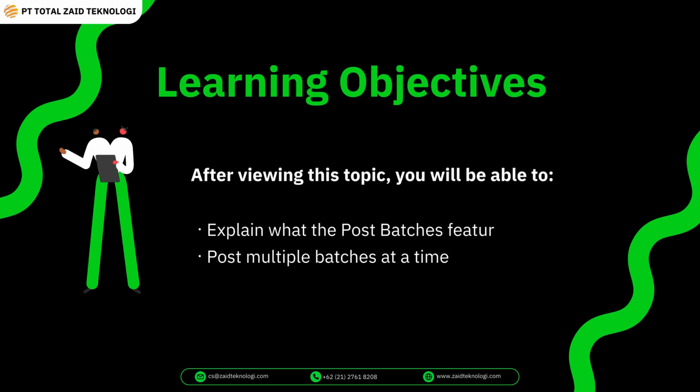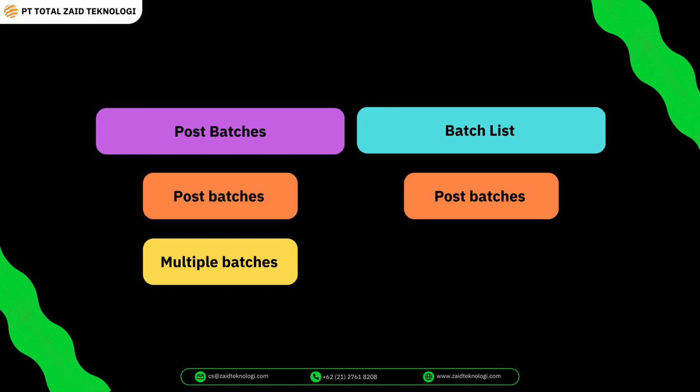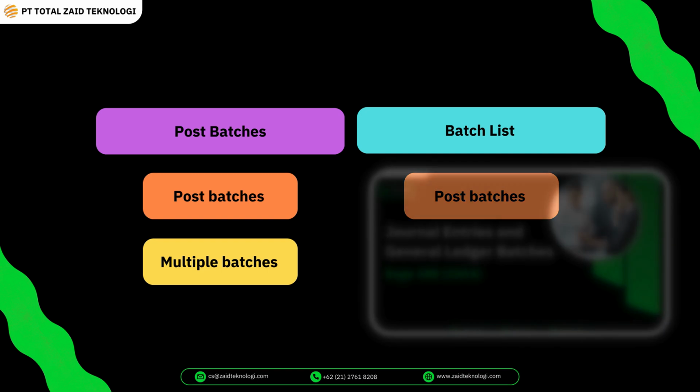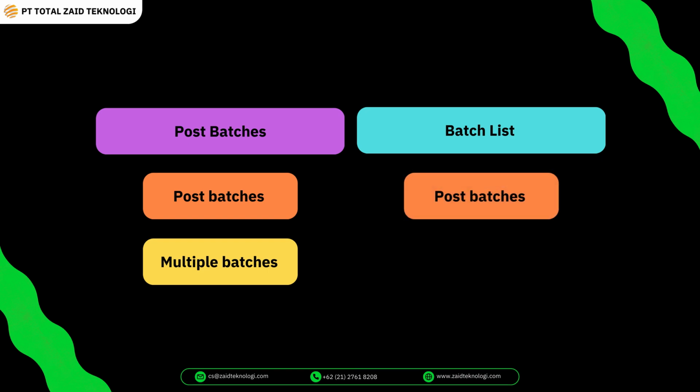In this learning session, we'll show you how to post multiple batches in the general ledger. The Post Batches feature lets you post all your open batches at once. As we mentioned in our previous videos on general entries in general ledger batches, you can also post from the batch list window. When you use the Post Batches feature, you can handle several batches at once. In contrast, the batch list function only allows you to post one batch at a time.